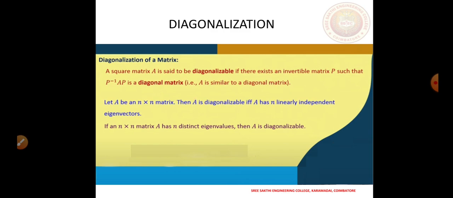A square matrix A is said to be diagonalizable if there exists an invertible matrix P such that P inverse AP is a diagonal matrix. Let A be an n by n matrix, then A is diagonalizable if and only if A has n linearly independent eigenvectors. If an n by n matrix A has n distinct eigenvalues, then A is diagonalizable.